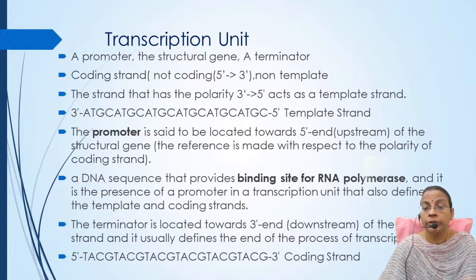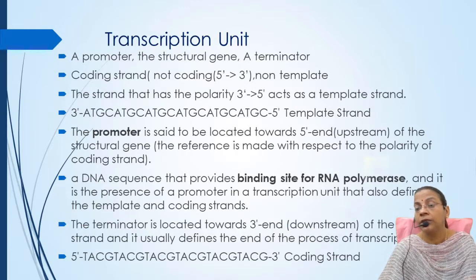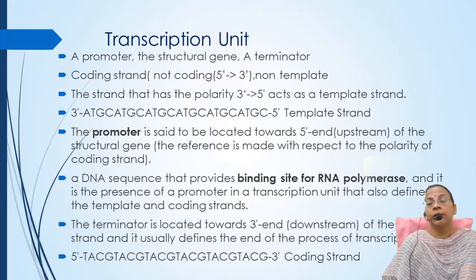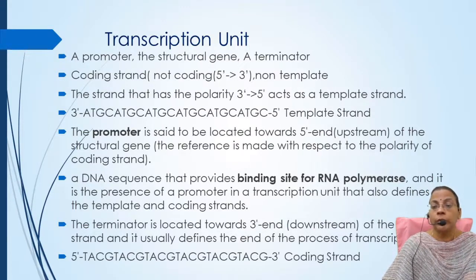Why is it called the coding strand? When from the DNA template, that is the strand with 3'-5' polarity, the RNA is formed in the direction of 5'-3', the code sequences in the RNA will be exactly the same as the non-template strand, except instead of T, there will be U. So the base sequences in the newly synthesized mRNA will be exactly the same as the non-template strand, hence the non-template strand is called the coding strand.